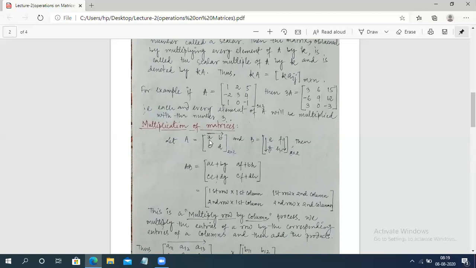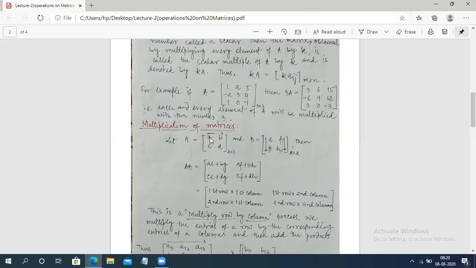First, this method is known as multiply row by column. That is, first take the row of matrix A and multiply the elements of this row with each column of matrix B. That means the first row will be multiplied by each column, and it will make the first row of the resultant matrix, and then the second row will get multiplied with each column, and this will make the second row of the resultant matrix.